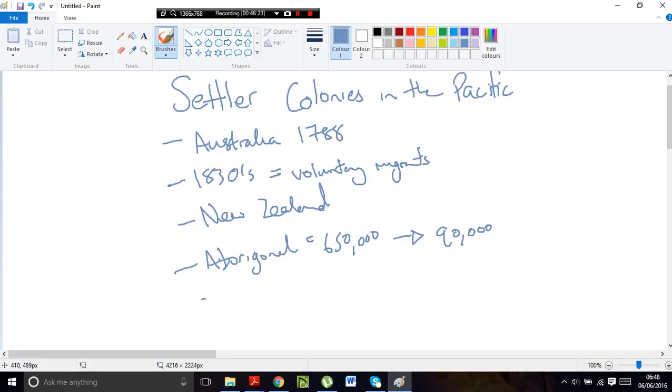The Maori had a similar fate, falling from about 200,000 in 1800 to about 45,000 a century later, while the European numbers climbed to 750,000 by 1900.